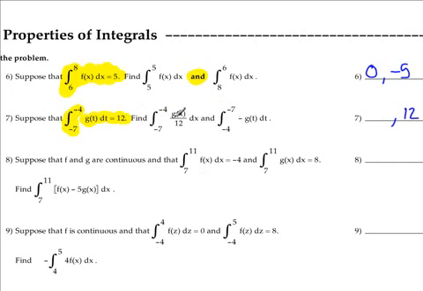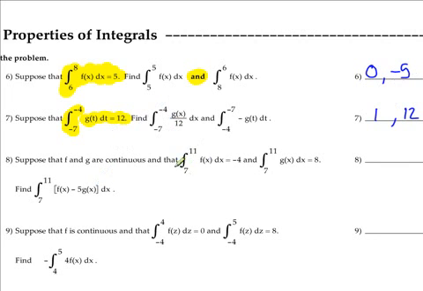The first one, if I take from -7 to -4 on the integral, and I do g of x of that, but I also divide that by 12, what is that going to give me? 1. 12 divided by 12 is 1. This 1/12 is just a multiplier. So it's going to be 1/12 of what it originally was. It's going to be 1.